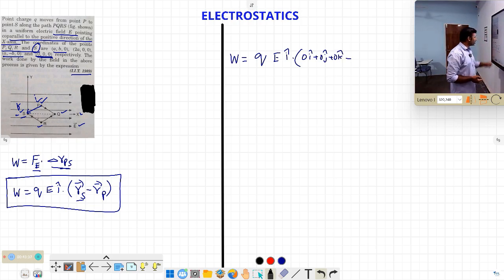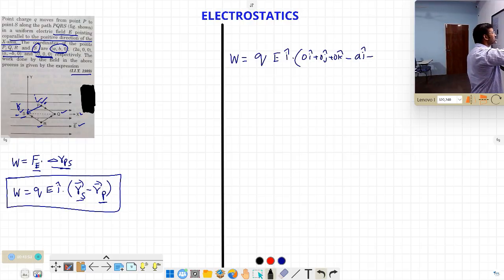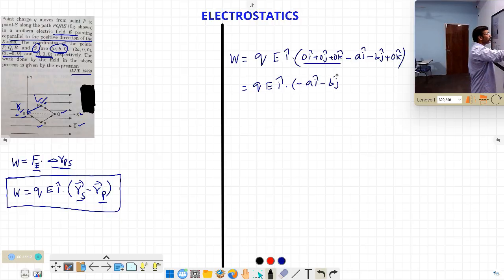minus the position of the P point. Where is the P point? This is the P point. The P point position is given as a, b, 0. That means we can write it as minus a I cap minus b j cap plus 0 k cap. Now solve this one. Q into E I cap dot, the remaining terms are all 0, and what we are left with is minus a I cap minus b j cap.